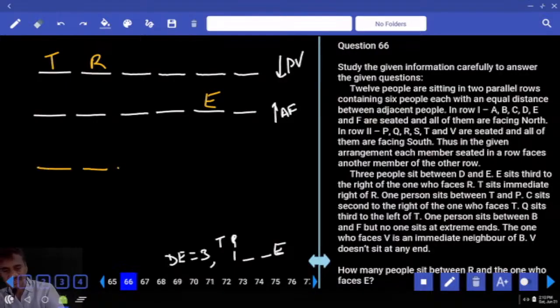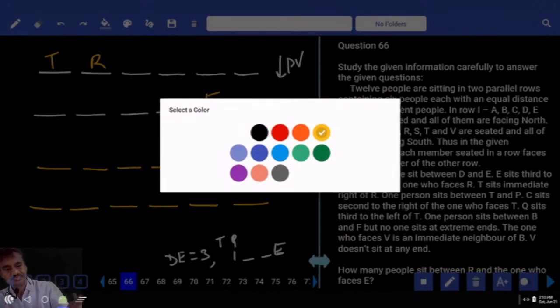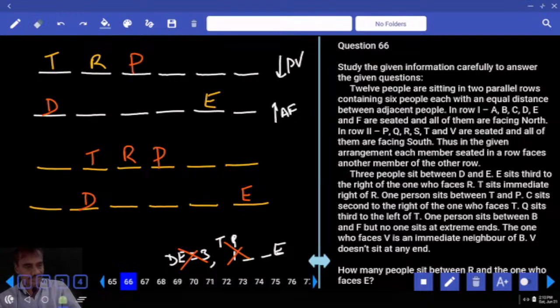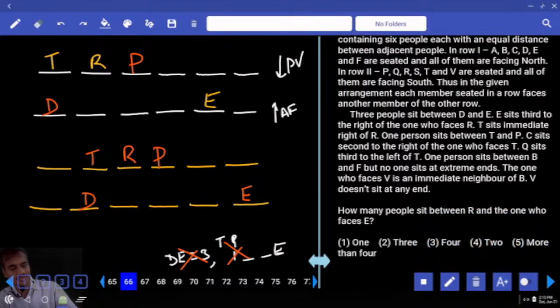Then in the second case, 3, 4, 5, 6. Now here again there are 6 persons. Now T is at this place and R is here, then E must be at this place. Now between D and E, how many people? There are exactly 3. Then next one, between T and P there is one person. There is exactly 1.